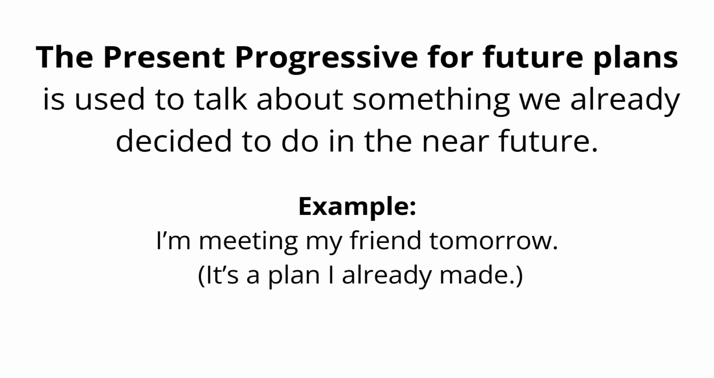In this video, we're going to learn the present progressive, and we'll be focusing on the present progressive for future plans. What is a present progressive? It is used to talk about something we already decided to do in the near future. For example, I'm meeting my friend tomorrow. It's a plan I already made.